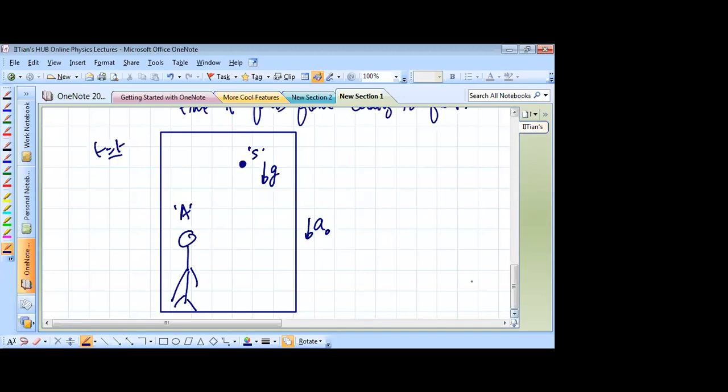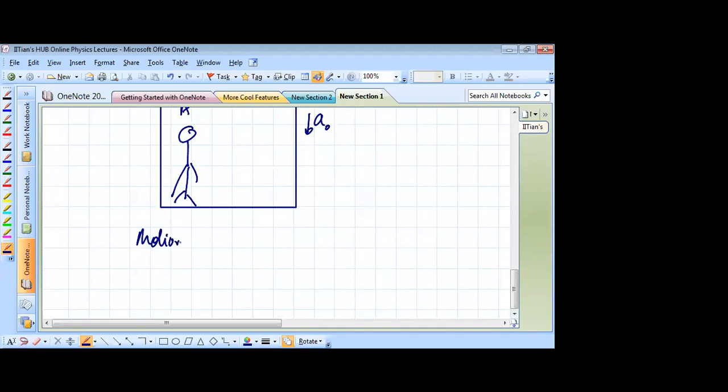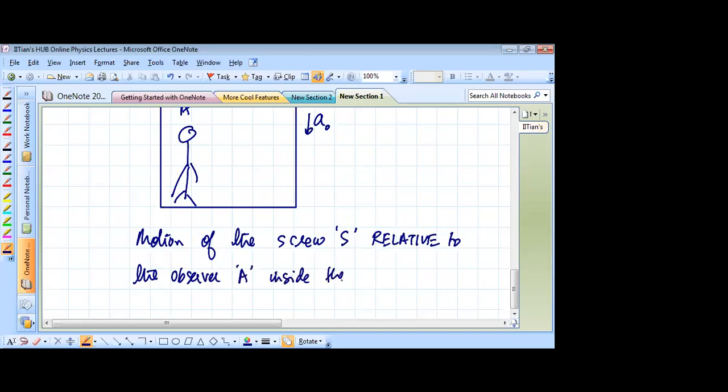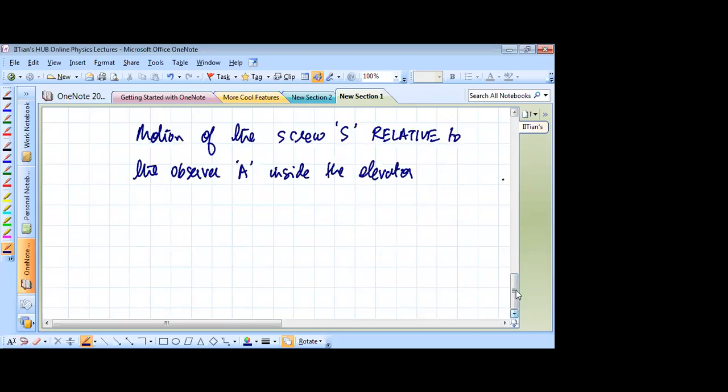So if you think about it, the motion of the screw S relative to the observer E inside the elevator. Let's understand how that happens. So what that observer sees is what is the acceleration of the screw, with the concept of relative motion. Yes, you guys, that's correct.